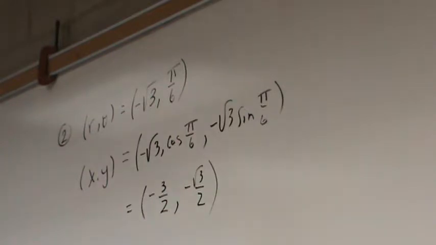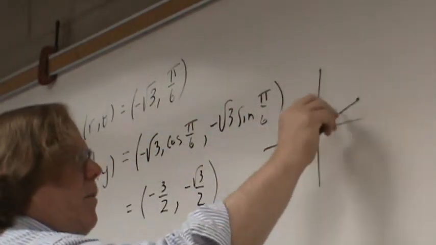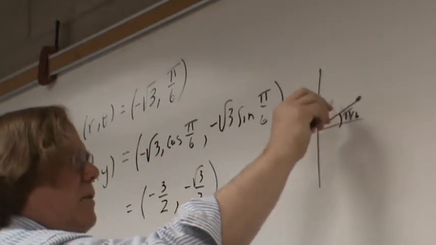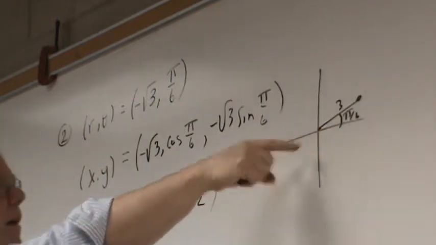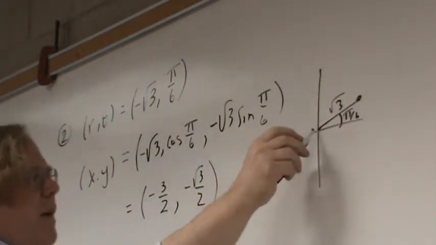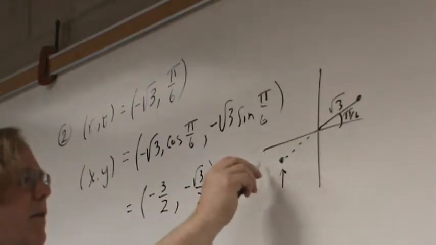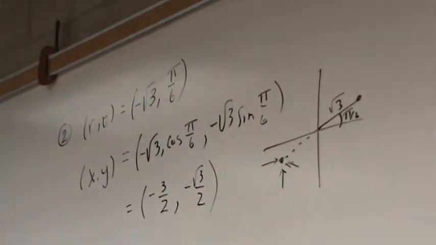And I guess that makes sense because, if this is pi over 6 and this has a length of radical 3, that would put me there. But because it's negative radical 3, it's going to put me on the opposite ray. So I'm going to be right there in the third quadrant. Okay, let's do another couple.